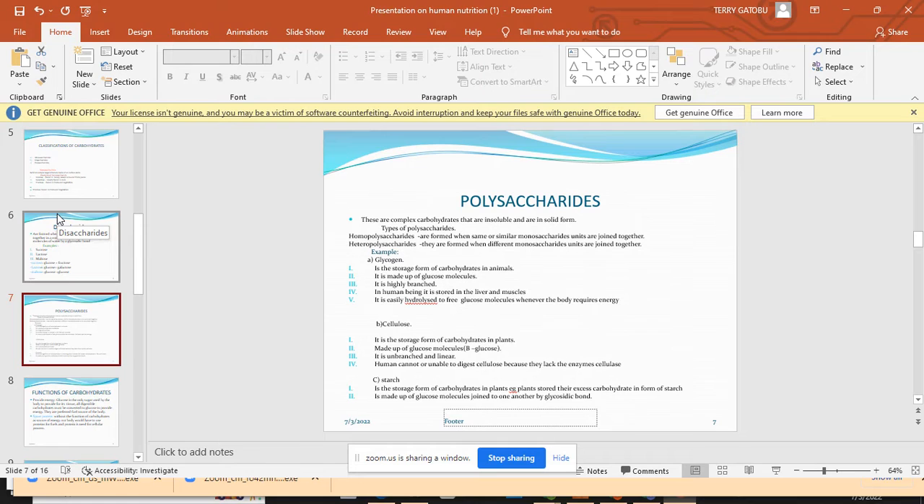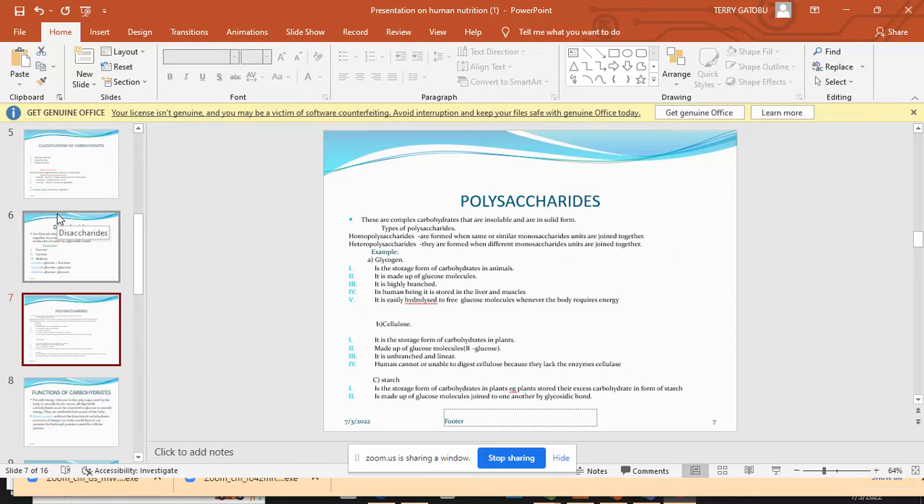Another one, we have cellulose. It is a structural carbohydrate in plants. It is made up of glucose molecules. It is unbranched and linear. Humans cannot digest cellulose because they lack the enzyme cellulase. Are we together, class? Let's continue.